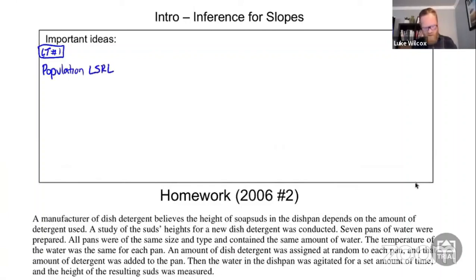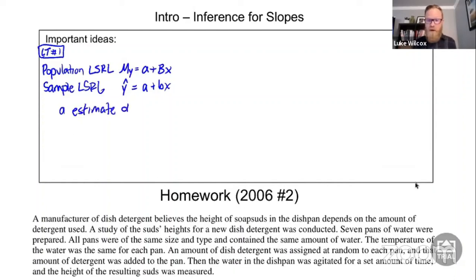For the population LSRL, we say the mean of y is equal to alpha plus beta x, whereas for the sample LSRL, we use different notation, and this is the one we're more familiar with, y hat equals a plus bx. And so what this means is that that a value, which is the sample y-intercept, is going to be used to estimate the alpha, which is the true y-intercept for the whole population. B is going to be used to estimate the slope of the population LSRL, beta.